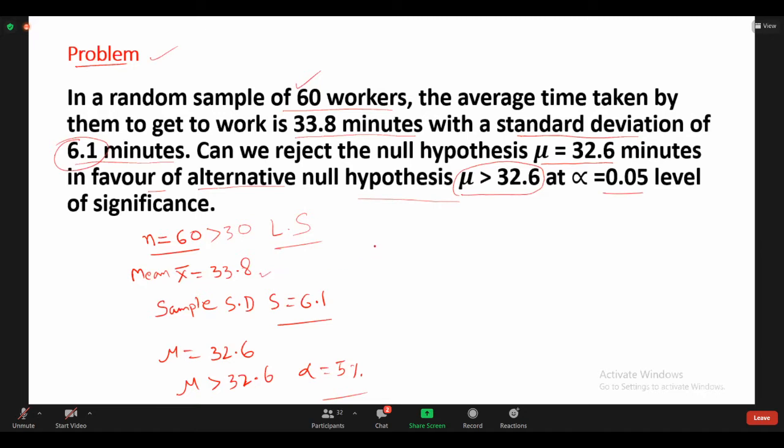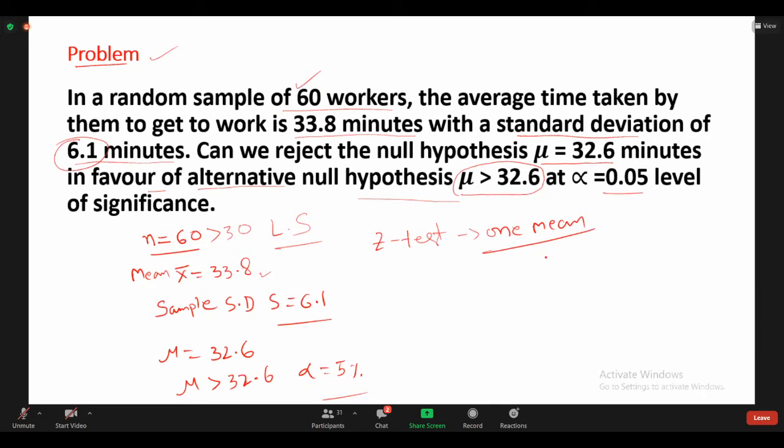Which test do we have to use? Z test, single mean. Z test, one mean. Okay, we'll discuss.